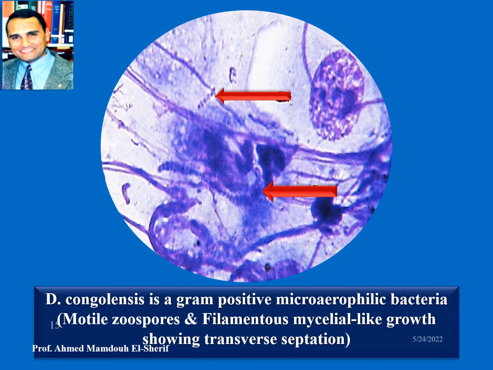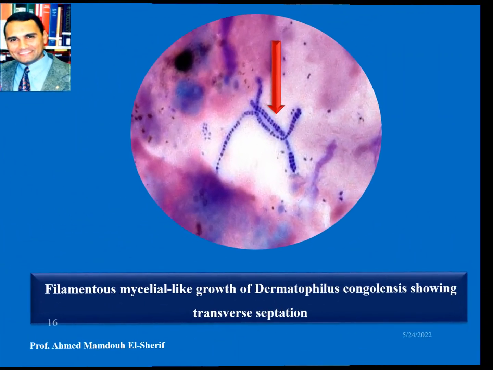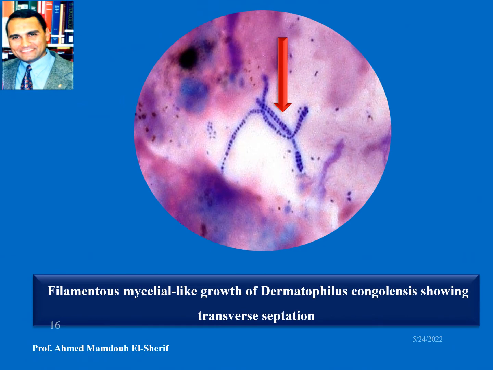Dermatophilus congolensis is a gram-positive microaerophilic bacterium with motile zoospores and filamentous mycelial-like growth showing transverse separation, or what is called tram-car line. This filamentous mycelial-like growth takes the gram-positive stain and appears like that in this slide under the microscope.